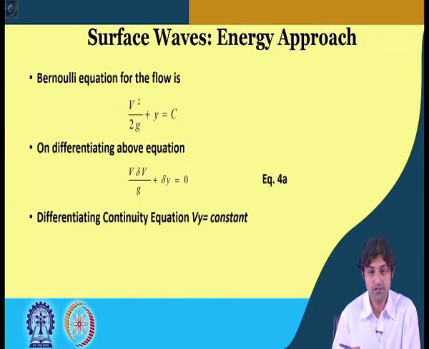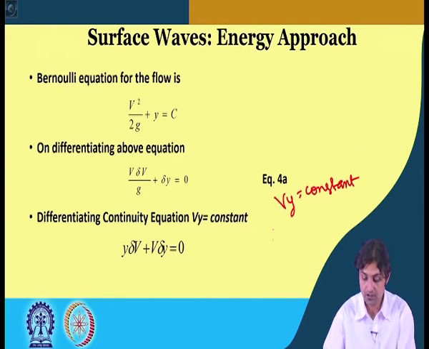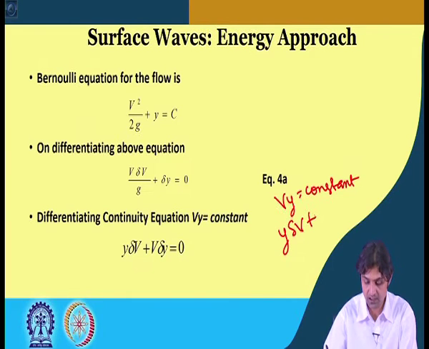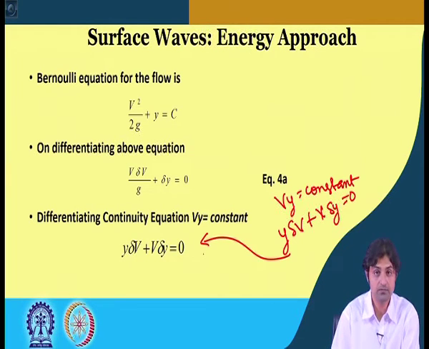Now, the second step is we differentiate the continuity equation. Continuity equation is V y is equal to constant. So, we will apply the chain rule, all right. So, we will get y delta V plus V delta y is equal to 0, correct, same like this.